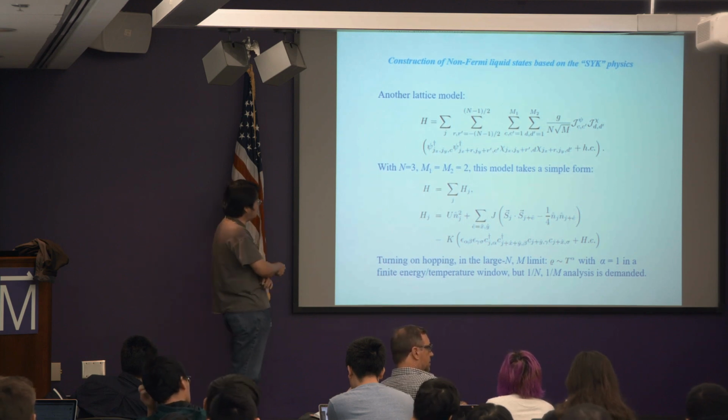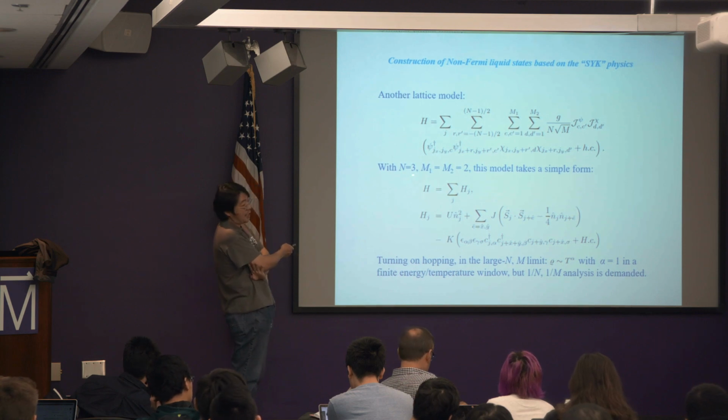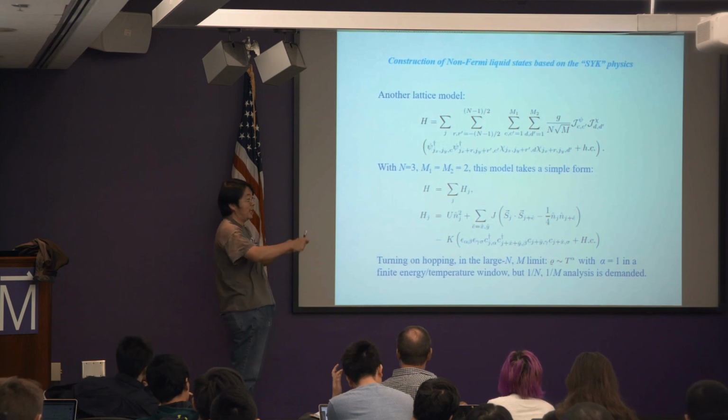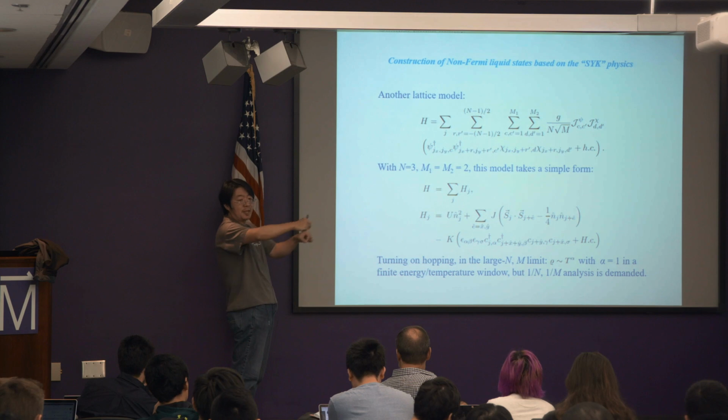So it turns out that if I take n equals 3 and m1 and m2 equal 2, this model takes a very simple form. It looks like this. It's just a Hubbard interaction plus Heisenberg plus a next-neighbor repulsion and also a ring exchange. Ring exchange means I take these 2 fermions and hop to these 2 fermions, on a small plaquette.